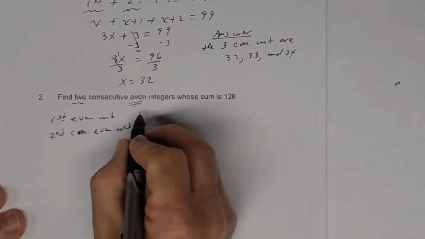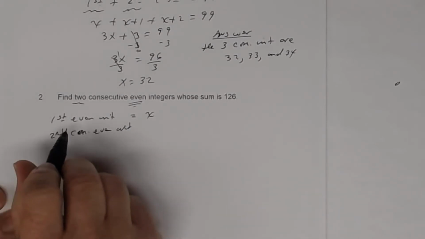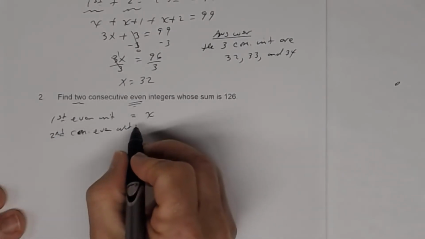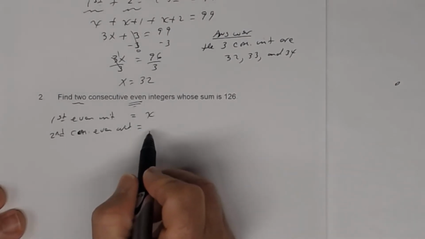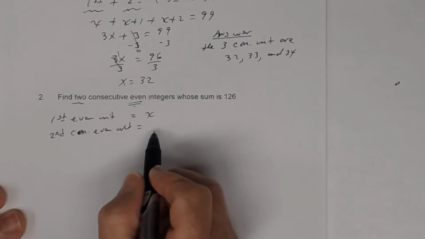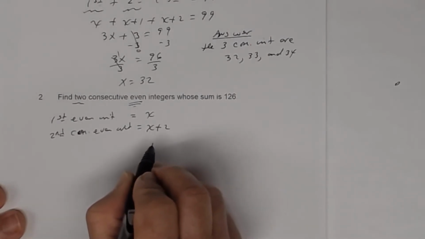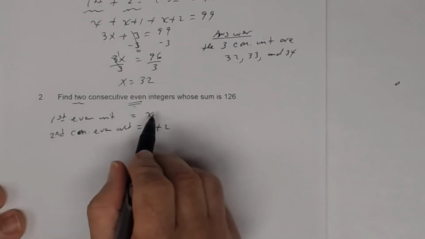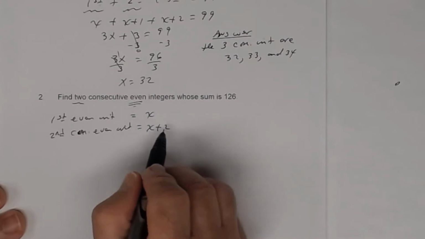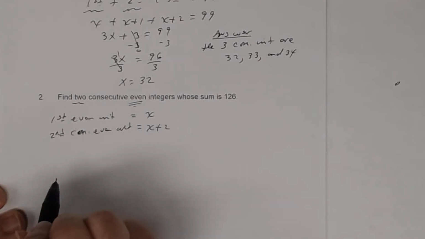Okay? So always let the first be x. That's the easiest to use. Let the first be x. Then the second, remember you're talking about even, all right? So to get to that second consecutive even integer, you're going to say x plus 2. Don't say plus 1, all right? Because plus 1 is the next integer, which if your first one's even, then the next one will be odd. So you've got to be careful. You've got to say plus 2.